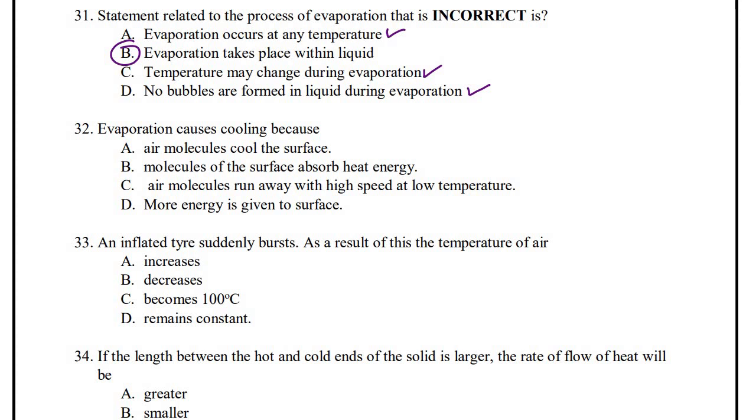Evaporation causes cooling because molecules at the surface absorb heat energy, and air molecules run away with high speed at low temperature. So option C is the right answer, because evaporation is a cooling process and a high energy molecule from the surface of the liquid escapes, leaving behind a low energy molecule that lowers the temperature of the surface. So option C is the right answer.